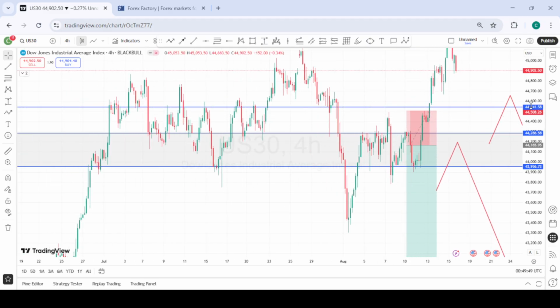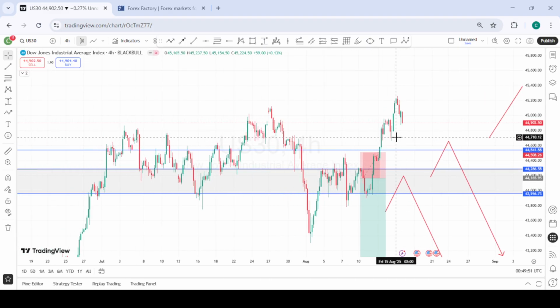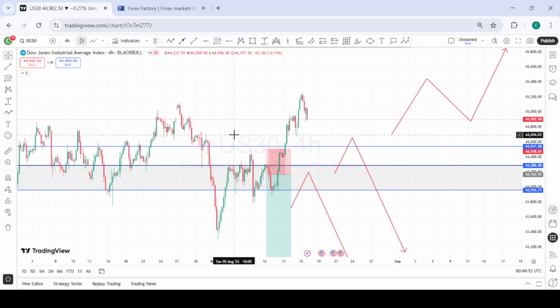So previously we discussed that if price is able to break above this structural high, we should be looking for buying opportunities to the upside. So going into next week, we should be looking for buying opportunities to the upside for US30.